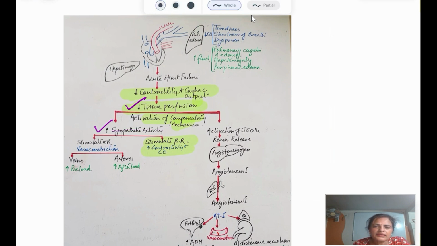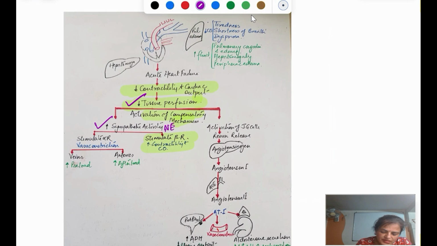And with the sympathetic nervous system, what will be released? Epinephrine, norepinephrine. This is going to act through what? Through the alpha receptor and beta. With the alpha receptor, they are going to cause the vasoconstriction of the veins as well as the arteries. With the beta 1 receptor, they are going to increase the contractility and there will be an increase in cardiac output.